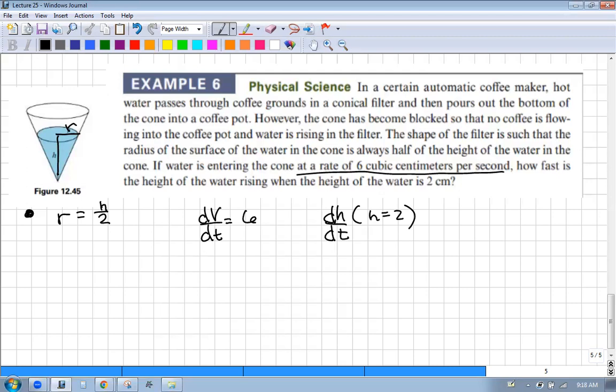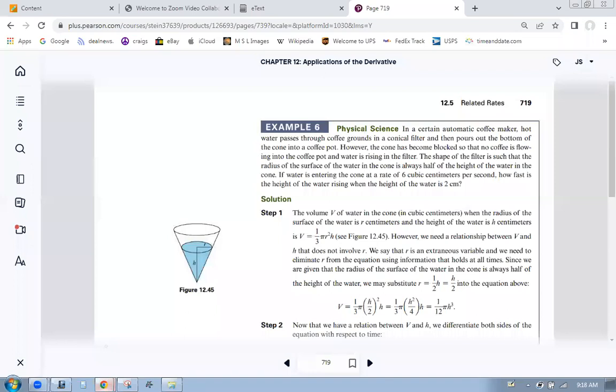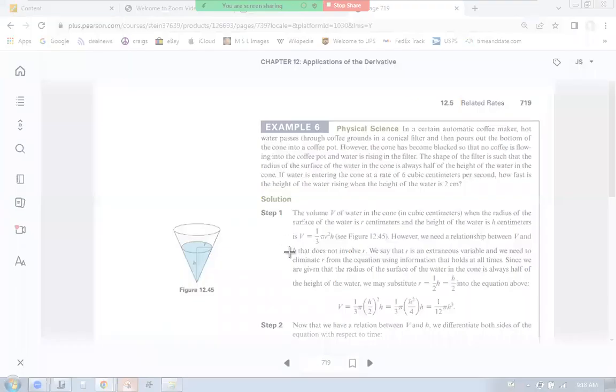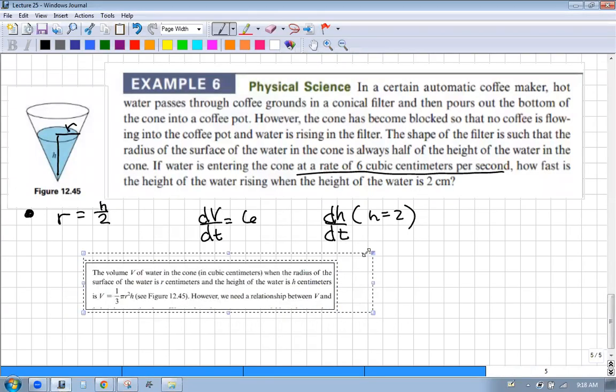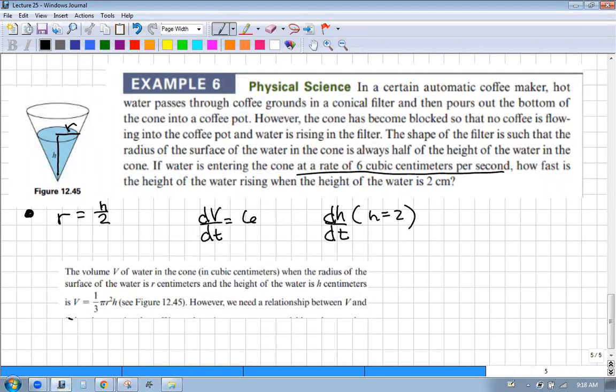Okay, well, we need the volume of the cone. I don't remember that off the top of my head. Shoot. There's our volume.